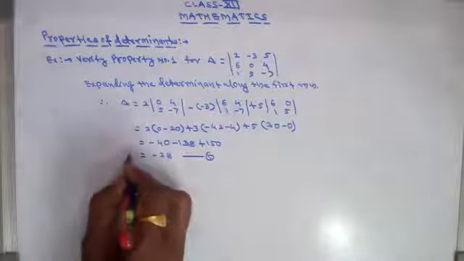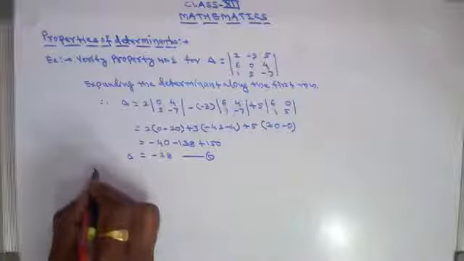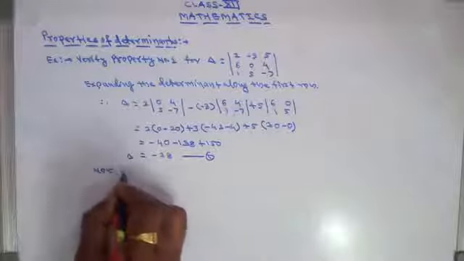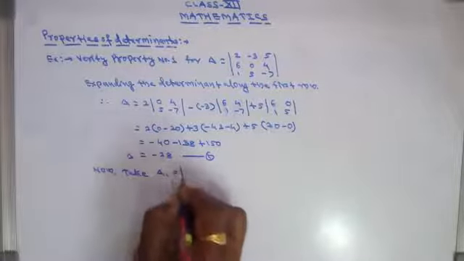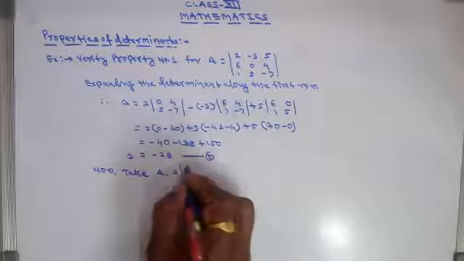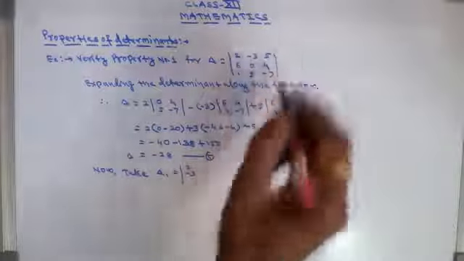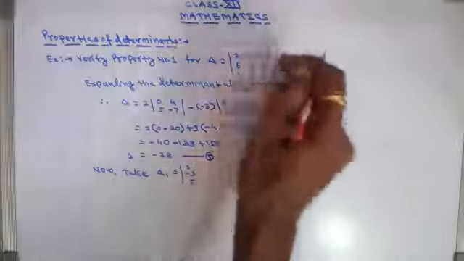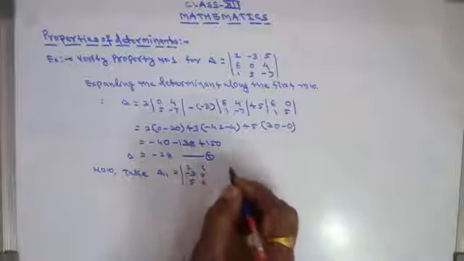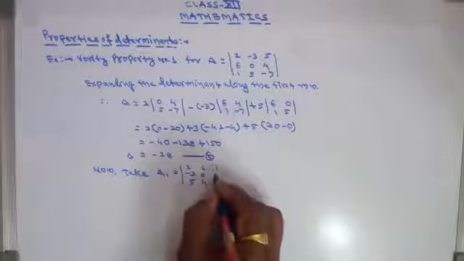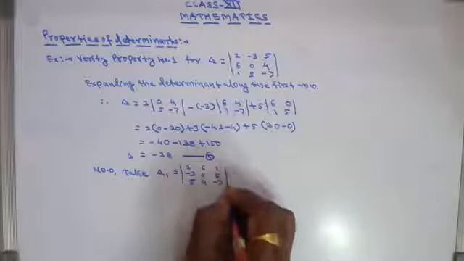Number 1. This is the value of delta. Now take delta 1 equals to, interchange the rows and columns. So this is 2 minus 3 5. I am taking the first column 6 0 4 and 1 5 minus 7.